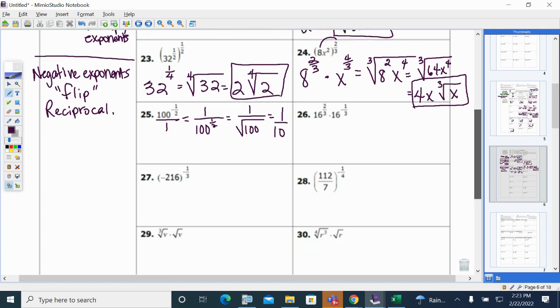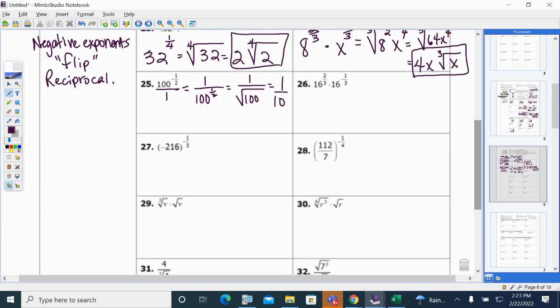Same thing would happen on number 27. I want to look at number 28. Number 28 has a fraction on the inside raised to a negative exponent. So when we flip this, you're just going to flip that 7 and the 1/12, and that negative 1/4 becomes a positive 1/4. 7 over 1/12, I think, is going to reduce. It does. It reduces to 1/16.